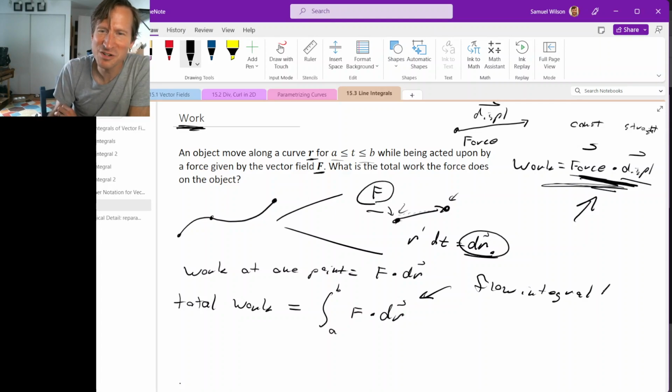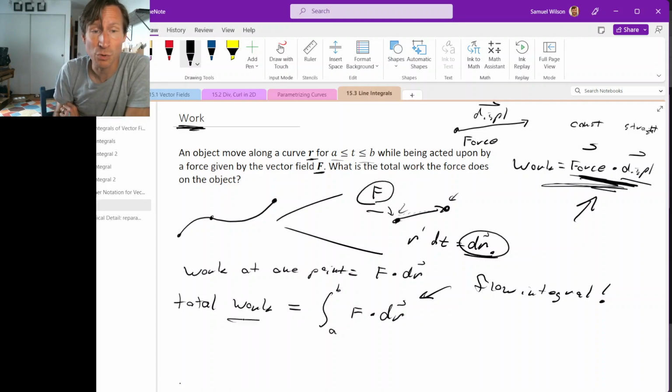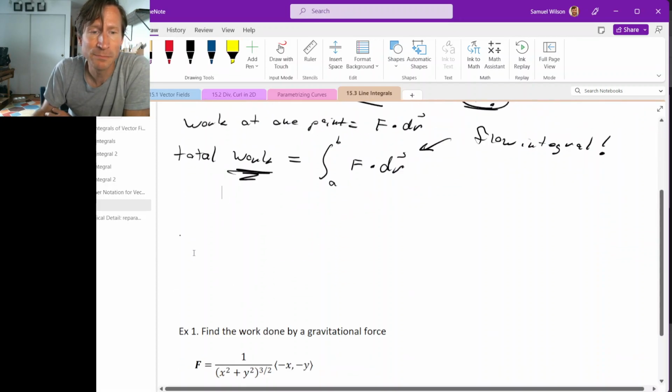It's a little hard to interpret what a flow integral means if you think of the vector field as a velocity field. But if you think of your vector field as a force field, a flow integral just tells you the work done by the force. All right, let's look at a quick example.